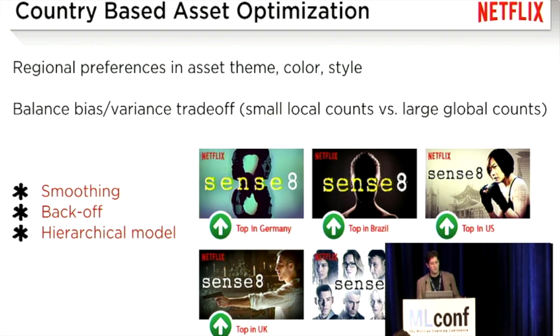Very different. And you can think of some machine learning techniques that can handle that balance between using the global counts and the local counts. If you have a very small country, you don't want to just use the local model. You want to back off or use smoothing or hierarchical model. Whereas if the country is a large country, you may want to focus more on the data you get from that country.